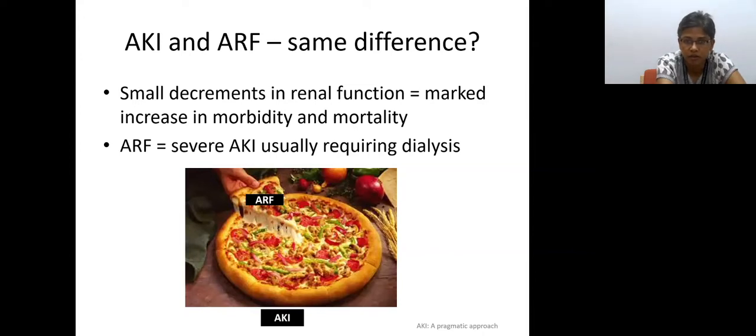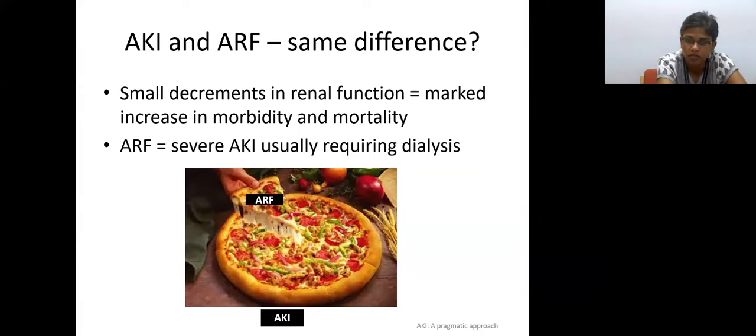Are they the same? Acute renal failure was a term which was used previously. It's no longer used. And the reason why we shifted from ARF to AKI is because we now know that even small changes in kidney function have a big impact on morbidity and mortality. So acute renal failure is really a subset of all those with acute kidney injury.